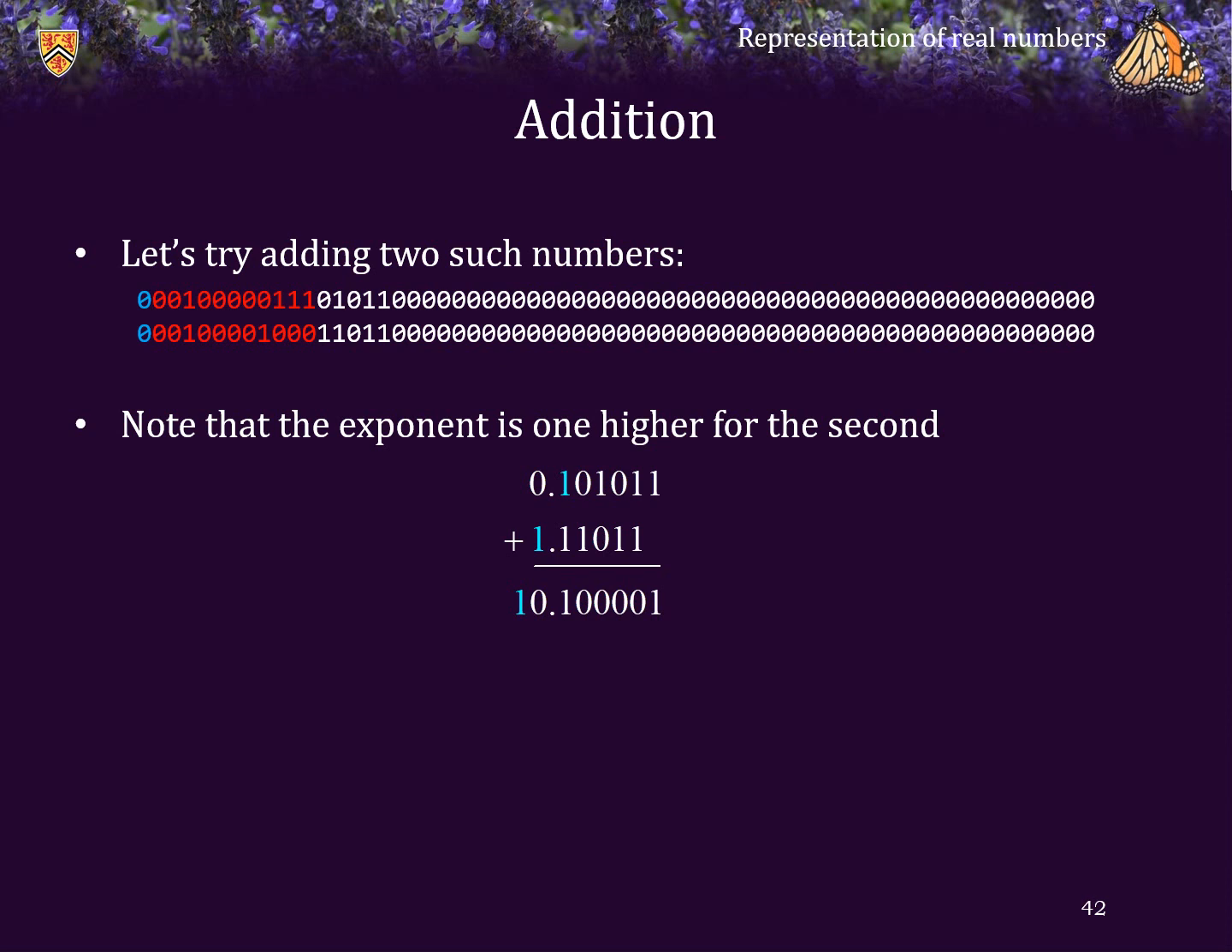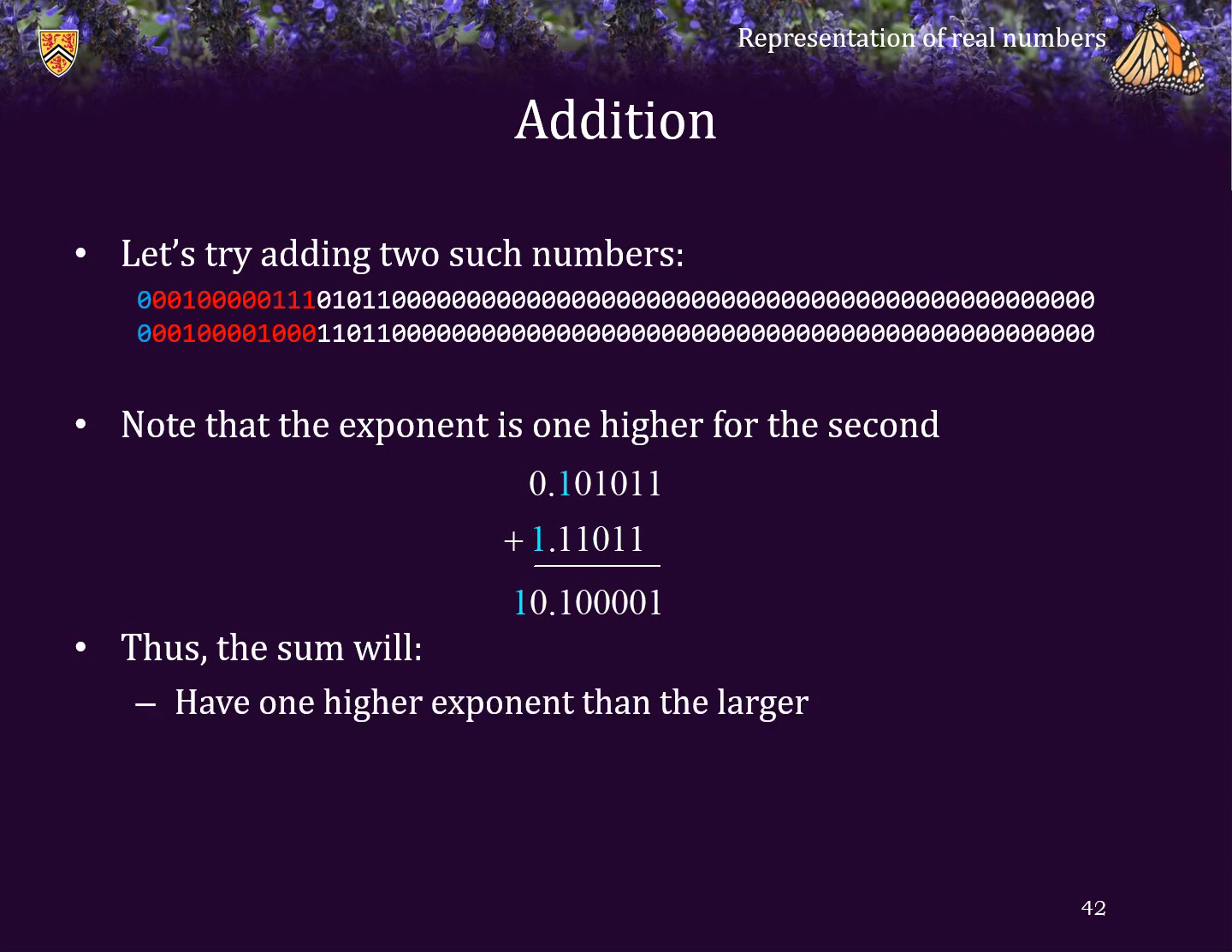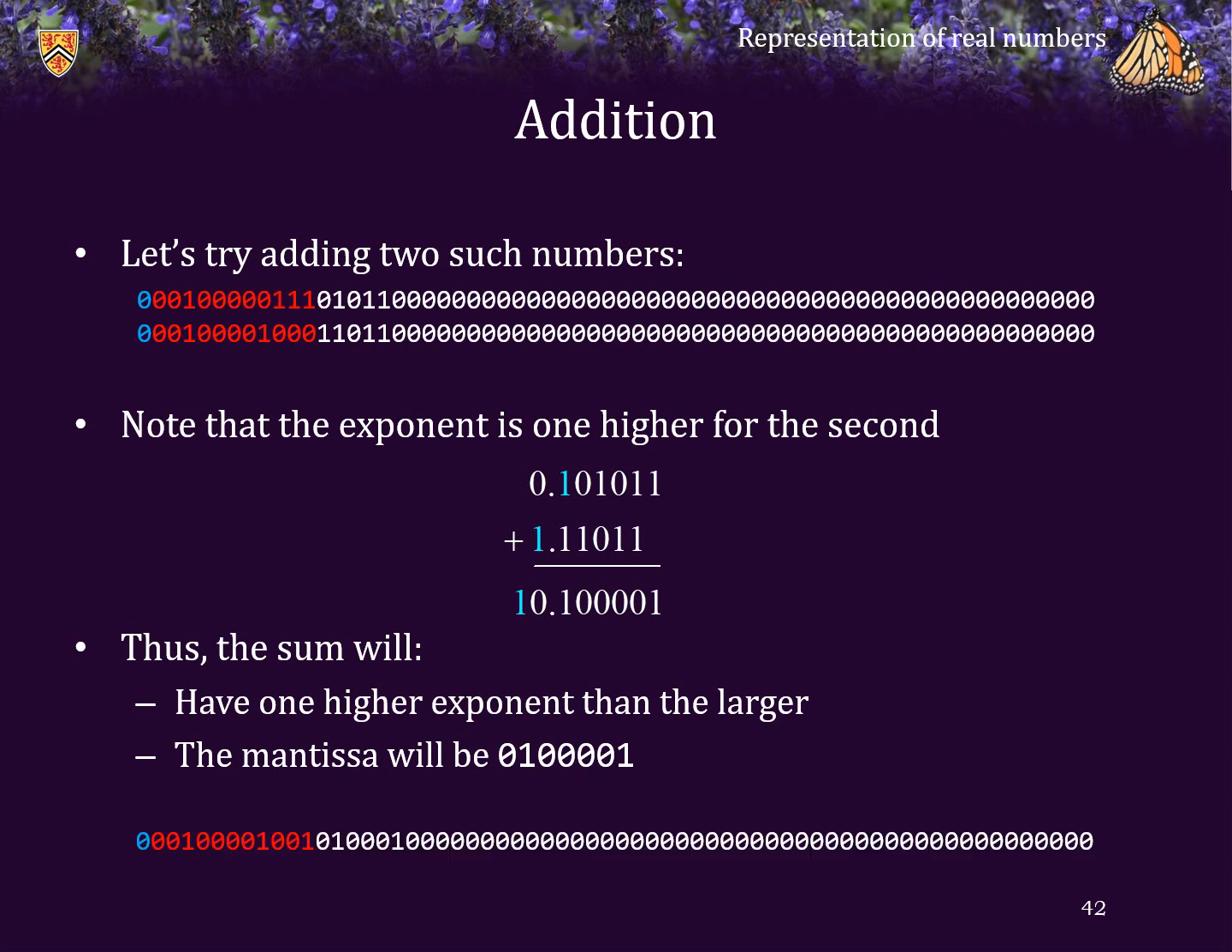We now have 10 point a mantissa. Consequently, we are going to have to add one more to the larger of the two exponents. So the sum will have an exponent that is 1 larger than the exponent of the second. But not only that, the mantissa is going to be 0, 1, 0, 0, 0, 0, 1, which we get from the sum. Again, we will exclude the leading integer component 1 and only store the mantissa. So therefore, the result will be as follows.